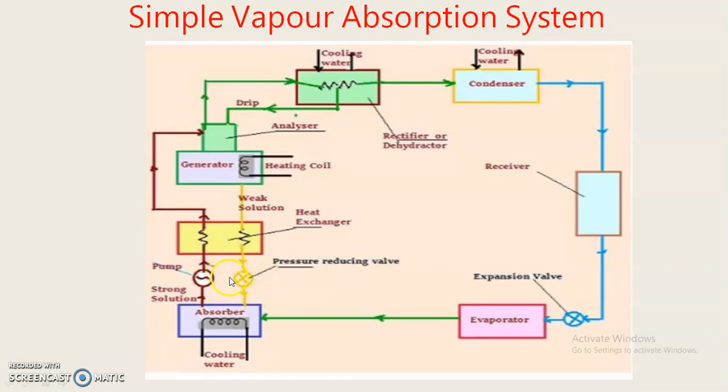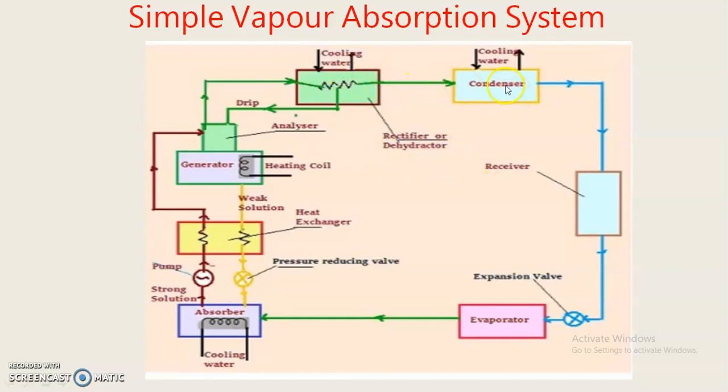Generally, ammonia acts at minus 42 degrees Celsius, so it is easily absorbed and separated. We have to separate the ammonia and water in the generator section. The generator heats the strong solution, forming ammonia vapor. Some of the water may also vaporize. This water vapor is separated in the analyzer. Even after this, if any water vapor is present, it goes to the rectifier, where cooling water is passed. With the help of the cooling water, the water is condensed out in the rectifier or dehydrator.